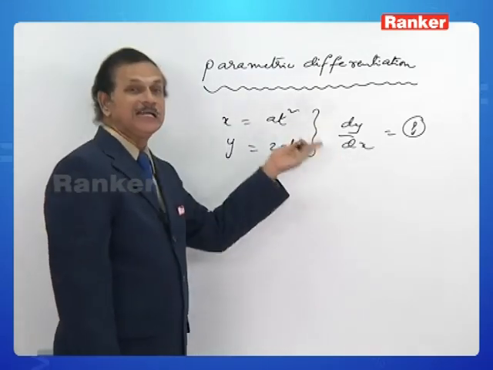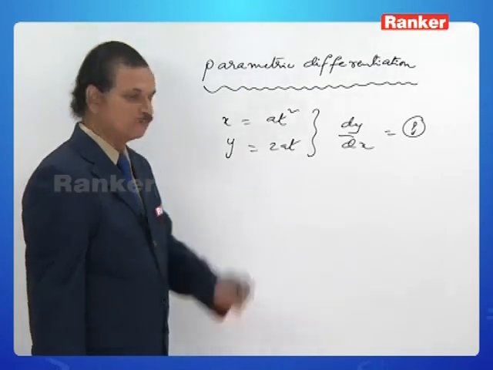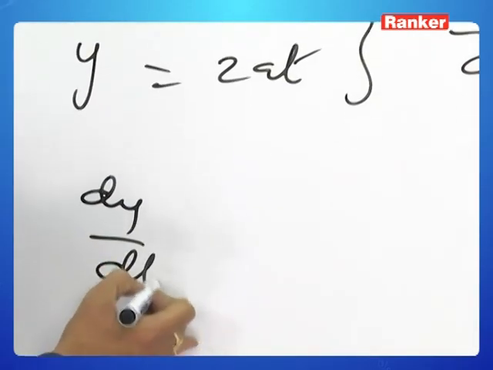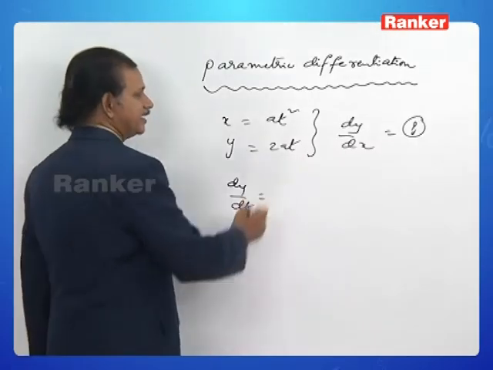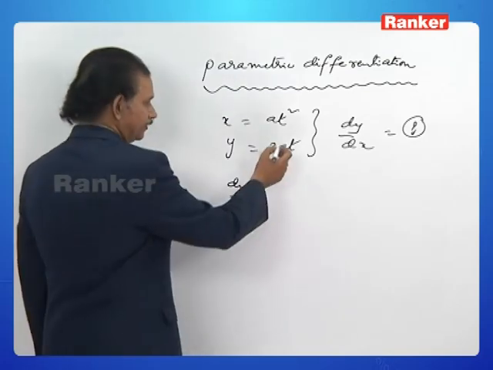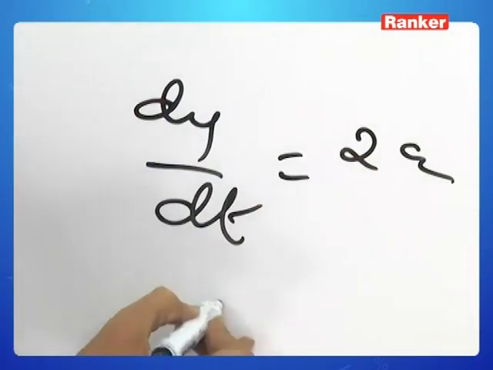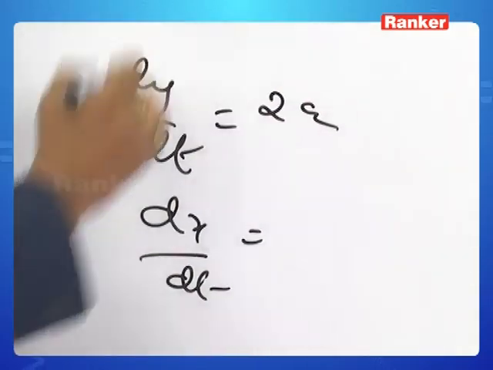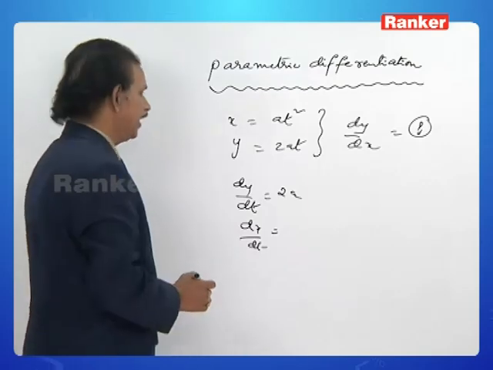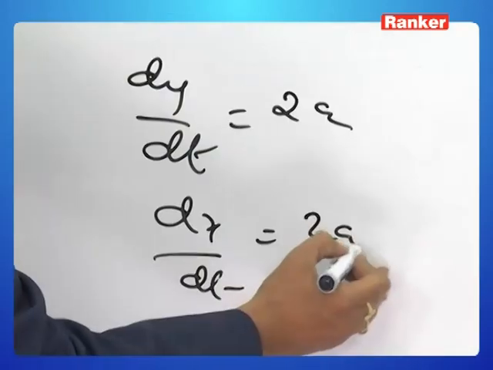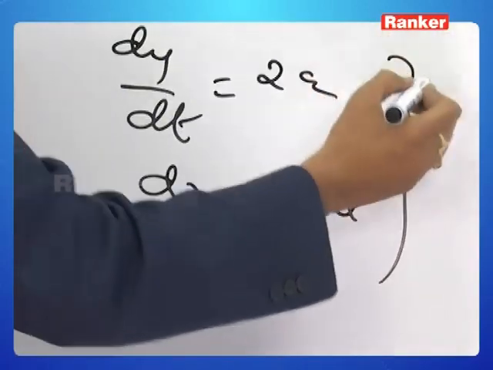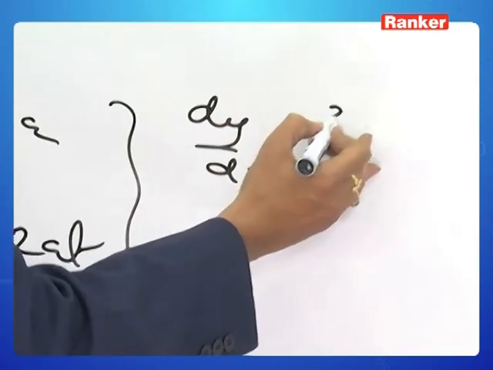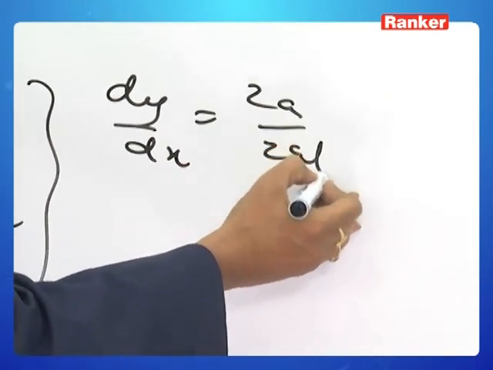x is a function of t, y is a function of t. What is dy by dx, the derivative of y with respect to x? How can you say? First of all, dy by dt. What is dy by dt? Thinking t as the independent variable, the derivative is 2a. And dx by dt. Now here we treat t as the independent variable and x as the dependent variable, so that x is at square. What is the derivative? 2at. But we want to have dy by dx. dy by dx is therefore dy by dt divided by dx by dt. It's nothing but 1 by t.